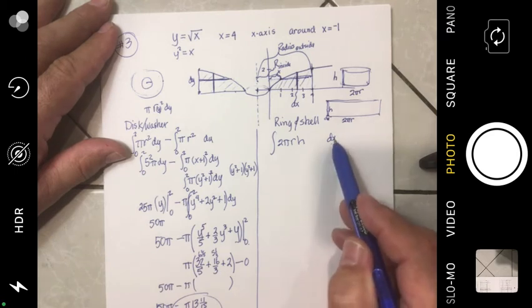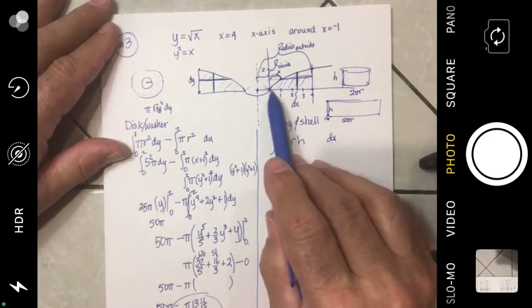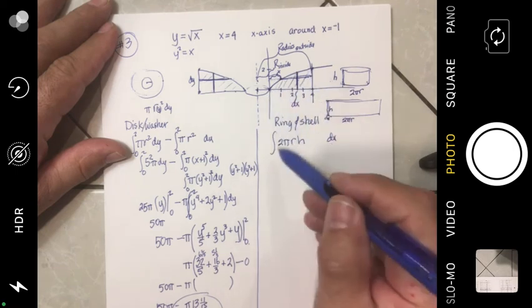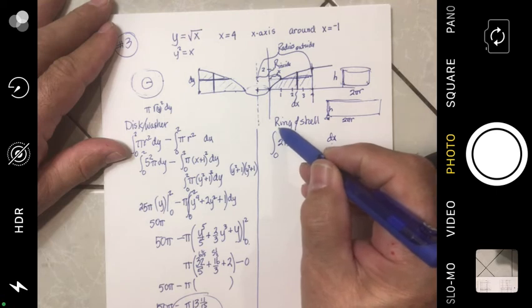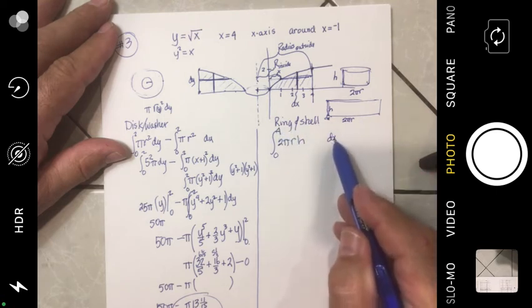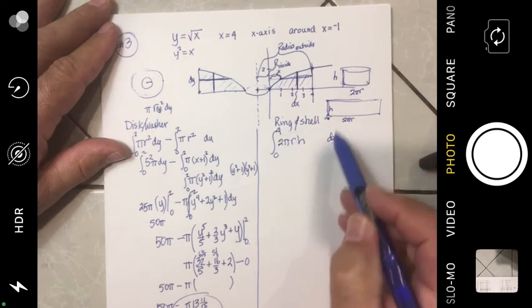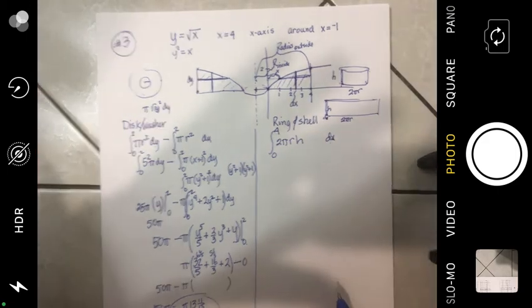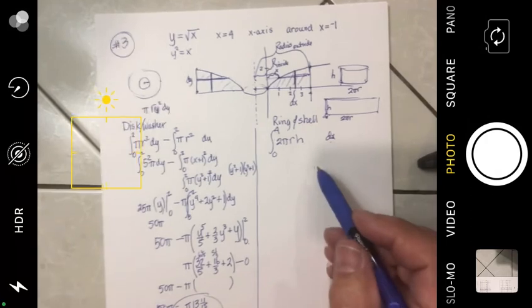Now what does x go from? Well, x starts here for this curve and ends there. So it would go from 0 to 4. I have to look at that to know that. I have to know it from the picture. Okay, so here we go.